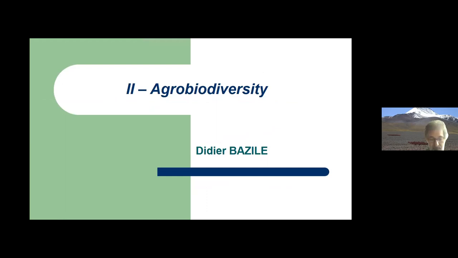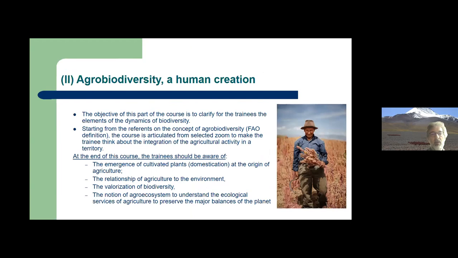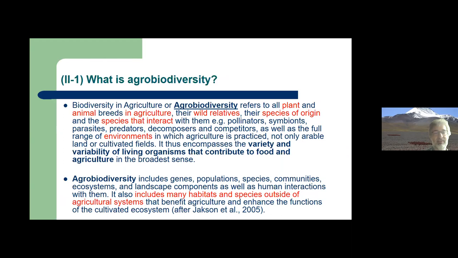If we go more in depth about agrobiodiversity, its importance is that it is a human creation. Without human creation, the emergence of cultivated plants and domestication could not be. The relationship of agriculture to environment is very important, and agrobiodiversity is a form of valorization of biodiversity. We need to understand the notion of agroecosystem to understand the ecological services of agriculture to preserve the major balances of the planet. What is agrobiodiversity?